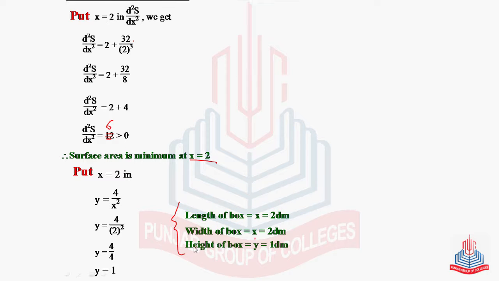And you can verify the volume, which is x square into y, so that will become 2 into 2 into 1, which is 4. So the volume of our box, which is given and verified here, is 4 cubic decimeter, but the material for making this box is minimum.